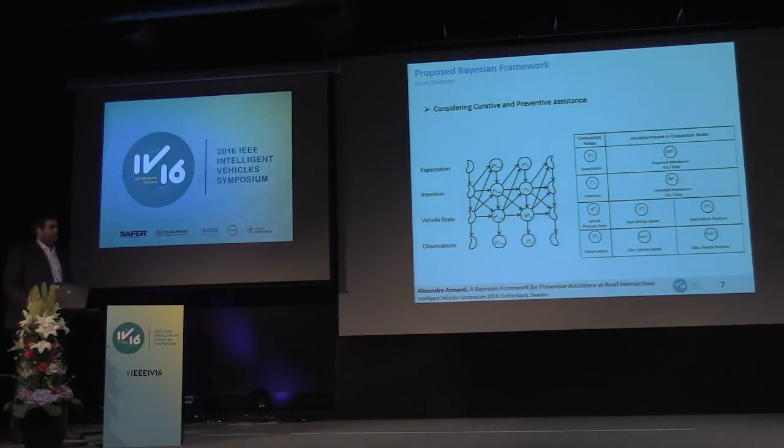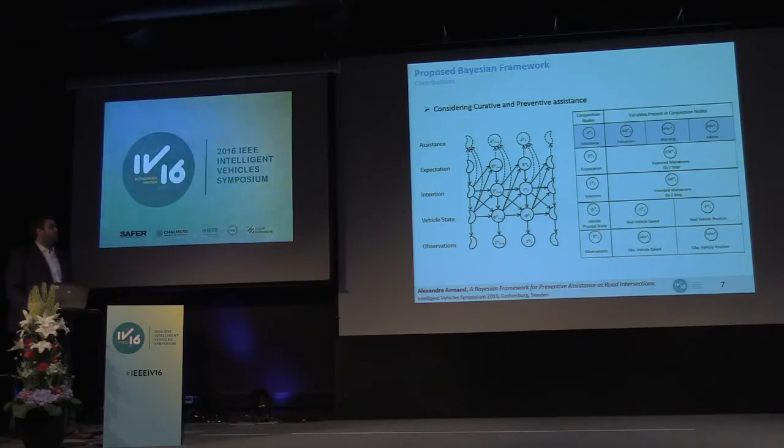So this is actually why we propose to extend this Bayesian network. So this is the original one. We have actually 4 layers, one for the observations, we observe the vehicle speed and the vehicle position. And with that we can infer the intention of the driver. Does he have the intention to go or to stop? And we can also infer what is expected. Do we expect the driver to go or to stop? So this is with respect to the context.